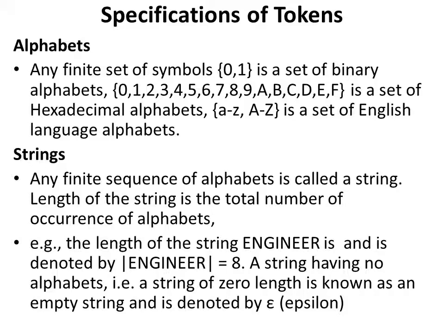A string having no alphabets, a string having 0 length, is known as the empty string and is denoted by epsilon in our specification.